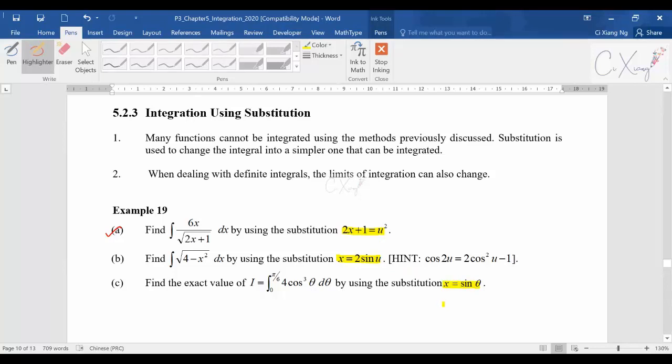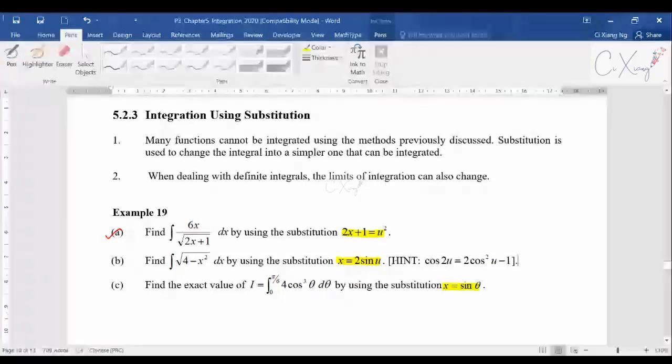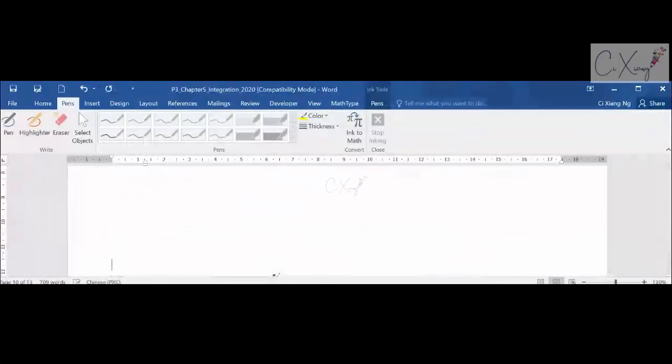Then again, as I mentioned before, for higher level maths, when you want to apply this method, they are not going to provide you any hint. So A level is considered quite good because they will provide you the hint, the substitution itself, to make your life easier. So let's continue with example 19 part B.